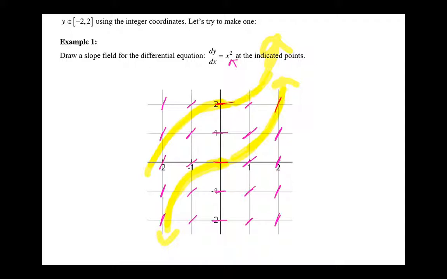So that gives you that nice sense. It's definitely like a shadow or a shape, the general shape of that original function. Okay, that's what we do with slope fields. Let's move to the next page.